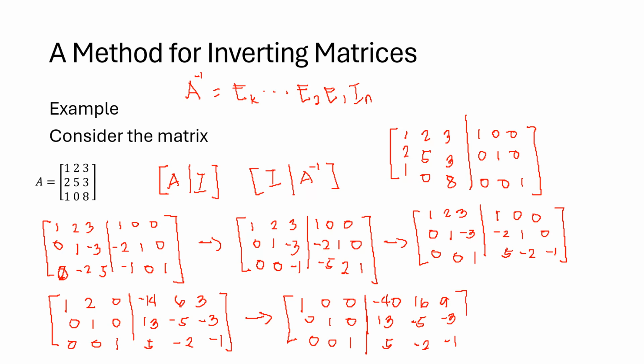Okay. So in other words, the inverse of A is actually negative 40, 16, 9. Then you have 13, negative 5, negative 3. Then you have 5, negative 2, negative 1.